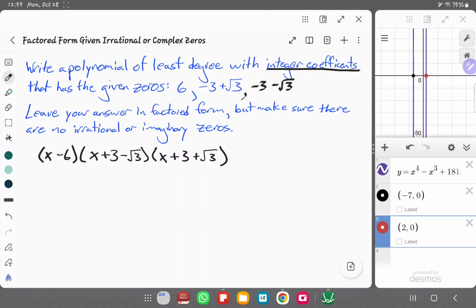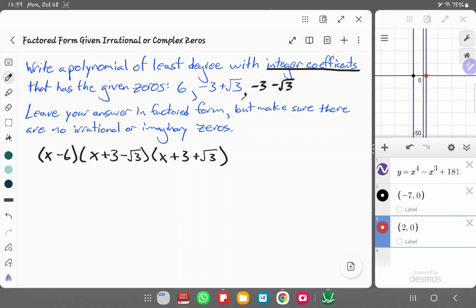So this is our factored form, but unfortunately it has these roots still in it, which is not what they are asking me for. So I don't really have another choice here. I'm going to have to multiply this out just to see what this would be in regular form, without the roots. So it's going to be kind of a big old FOIL.